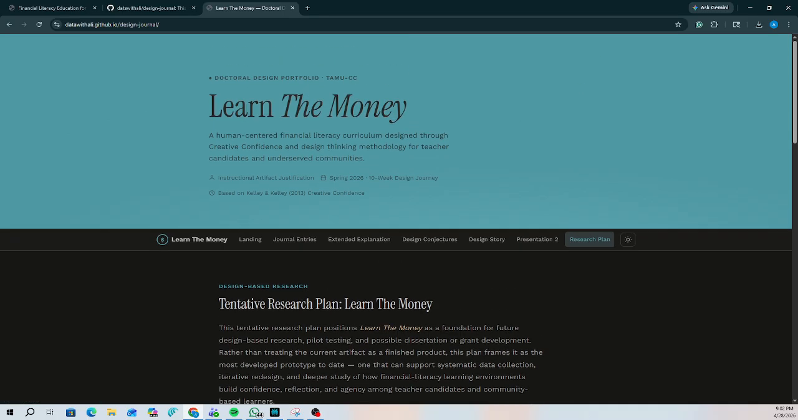Okay, finally, a research plan. The research plan section outlines the next steps. Those include piloting selected Learn the Money activities with real learners, gathering evidence about what they say and do, and revising both activities and overall design conjecture based on those findings. The goal is to keep the prototype alive as a living design research space, not a static course artifact.